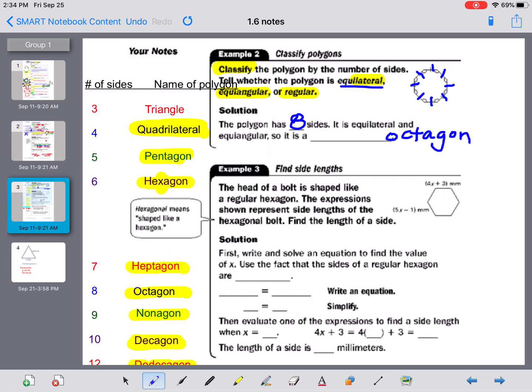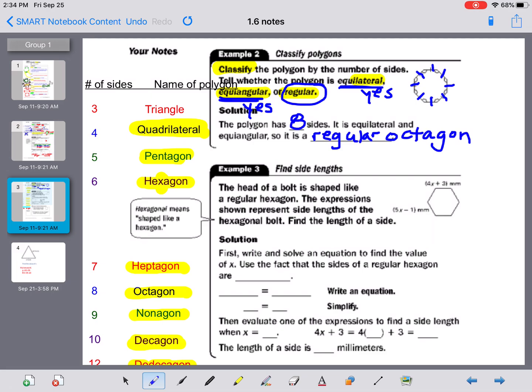Now, the question is, is it equilateral? Does it have 8 equal sides? Well, all of those had a tick mark, so I'm going to have to say yes, they were all equal. Is it equiangular? Are all the angles marked congruent? And if I look, every one of them has one little angle mark, which means yes. If I get a yes for equilateral and a yes for equiangular, my one and only answer I'm going to give is regular, because regular says both of them are true. So you're only going to use one or the other if it's the only answer. But if it's both, you're going to say regular.